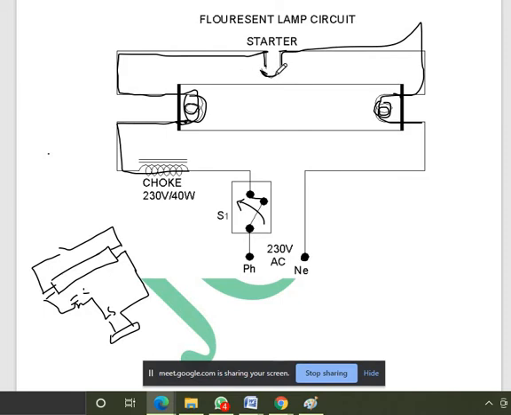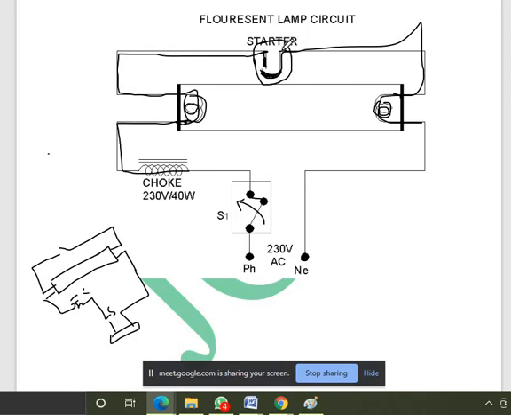It is a very thin metallic strip, and it is bent. Normally it is in that U shape arrangement, and one end is fixed. So this is the starter arrangement. In the starter, it is enclosed.